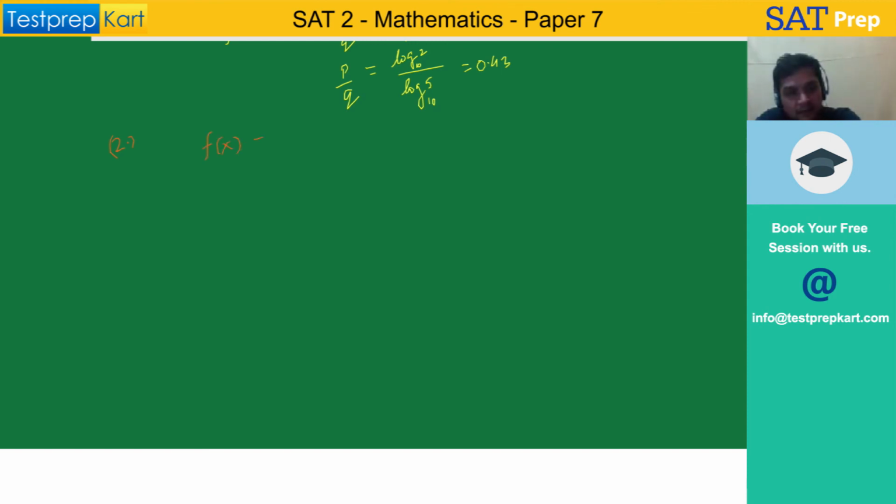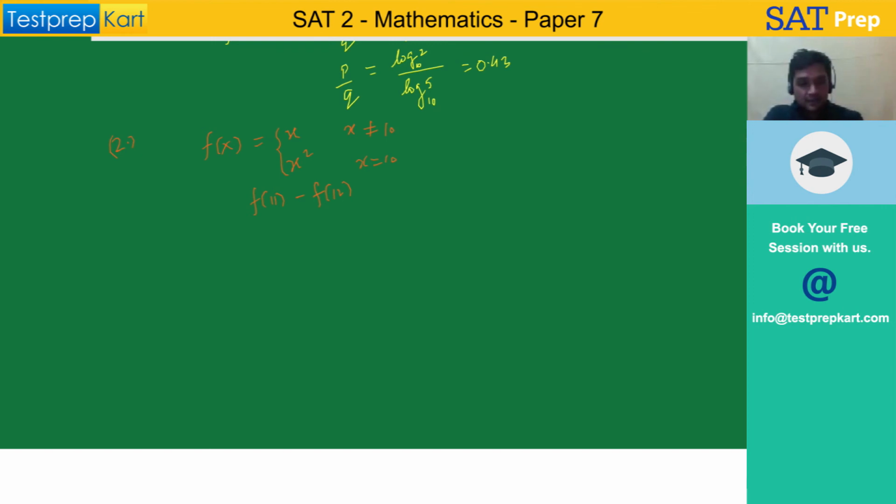f of x equals x, where x is any number other than 10, and f of x equals x square when x equals 10. So we have to solve for f of 11 minus f of 12. Okay, 11 and 12 are both other than 10, so we'll put f of x as x.